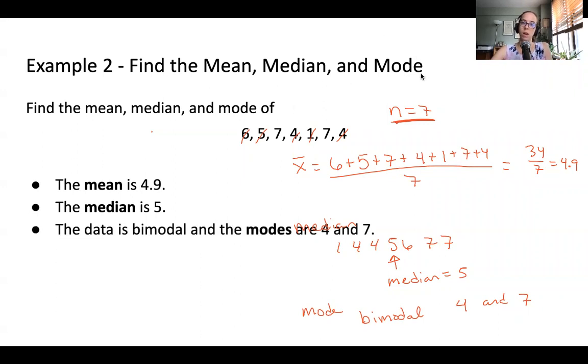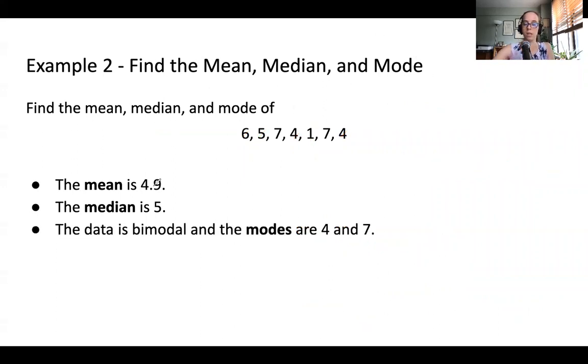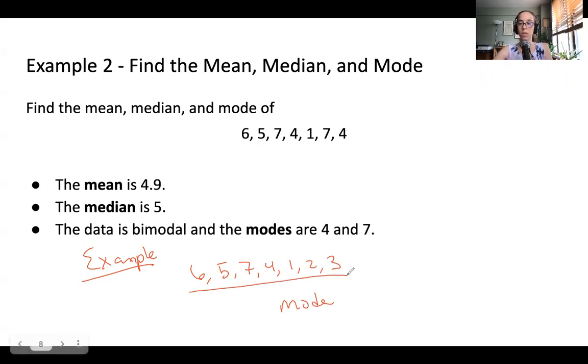Also, now would be a good time to mention that it is possible to have a data set which does not have a mode. So another example might be if we had the data set 6, 5, 7, 4, 1, 2, 3. There is no number which occurs the most frequently here. They're all tied. There's only one of each of the numbers. So when we're looking for the mode in this data set, there is no mode.